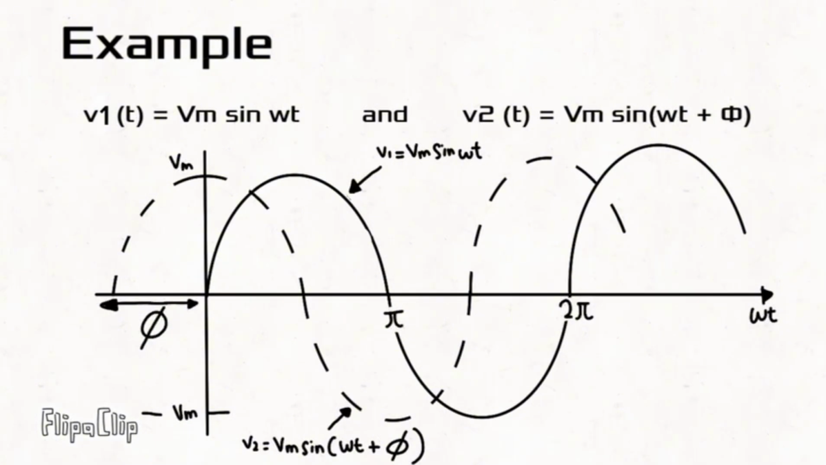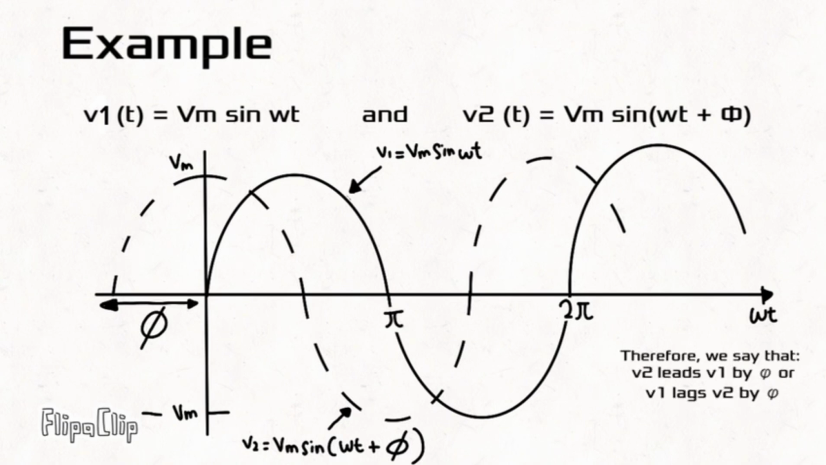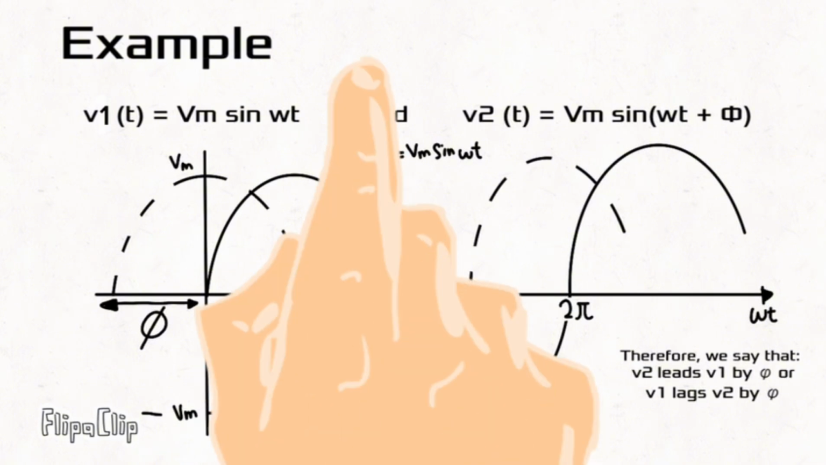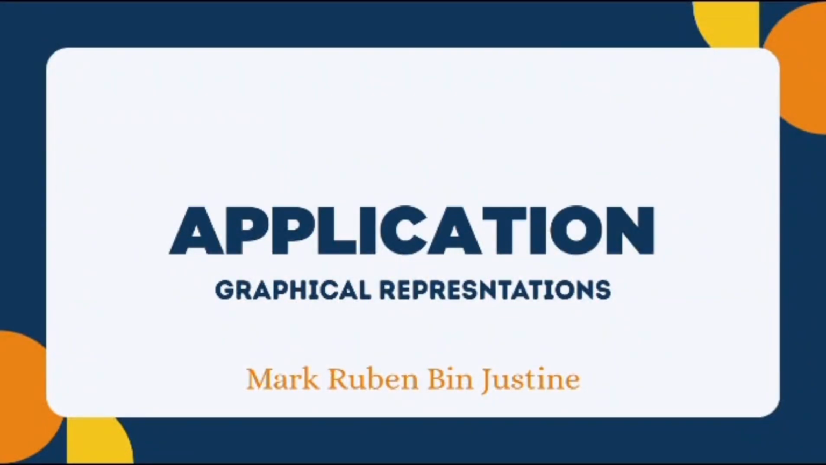From the graph, we can see that V2 reached its zero crossing and peak earlier than V1. This means V2 occurs first in time. Therefore, we say that V2 leads V1 by phi, or equivalently, V1 lags V2 by phi. This concept of phase, lead and lag is important in understanding sinusoidal signals in electrical and electronic systems. So let's move to the next part, which is the application of the sinusoid.